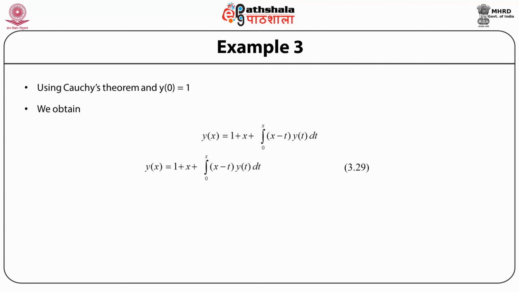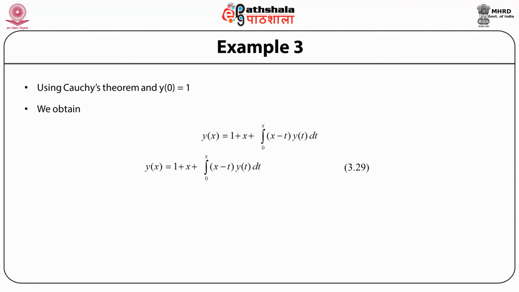We now use Cauchy's theorem and the boundary condition that y(0) is equal to 1. When you use these two things, I get y(x) is equal to 1 plus x plus the double integral, converted by the Cauchy theorem to the integral of (x minus t) y(t) dt from 0 to x. So we have obtained the corresponding integral equation as y(x) is equal to 1 plus x plus an integral over dt from 0 to x of the function y(t) multiplied by (x minus t).